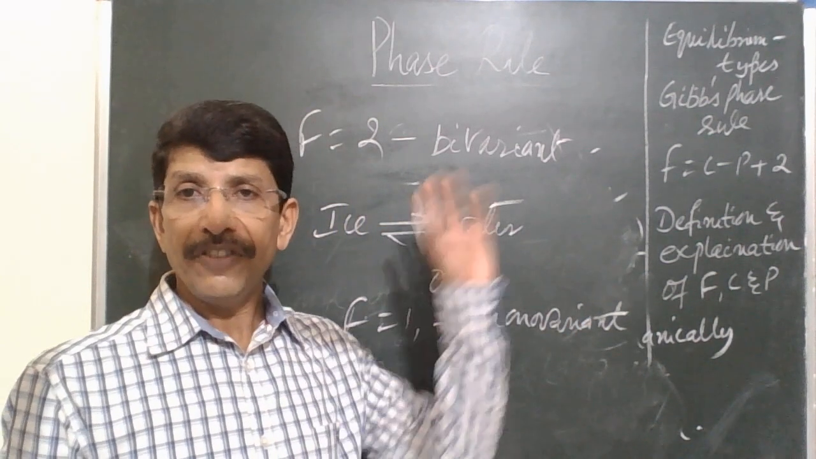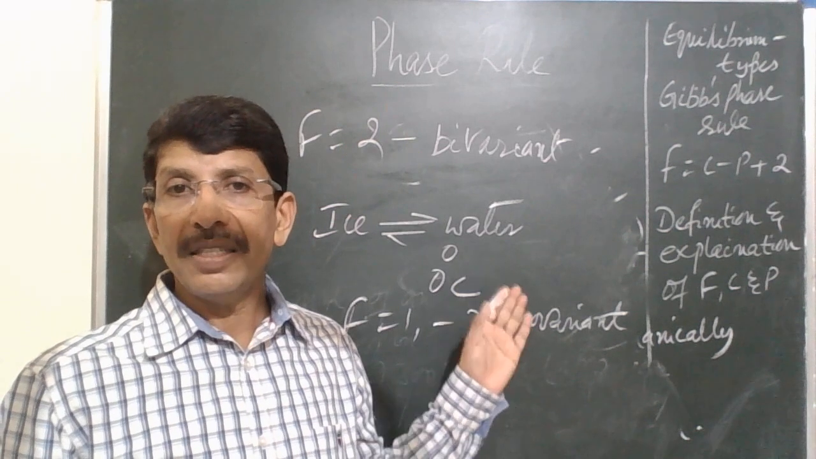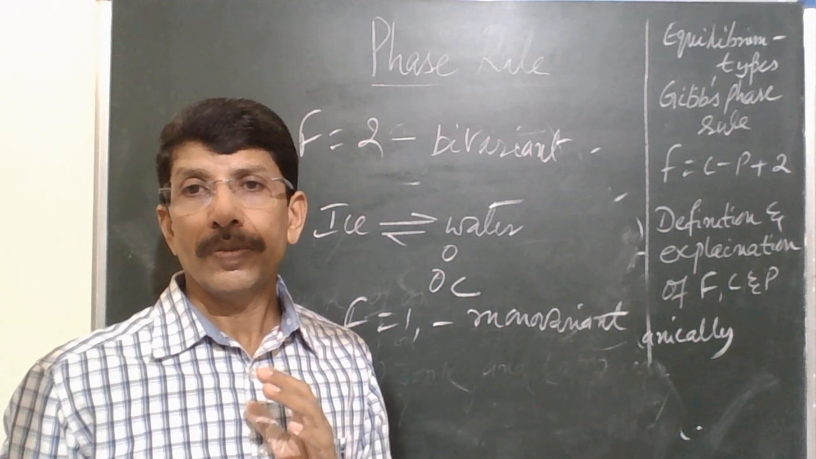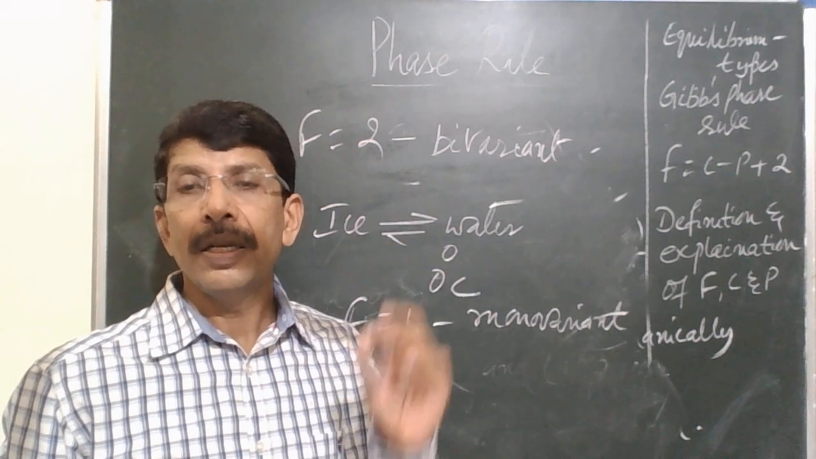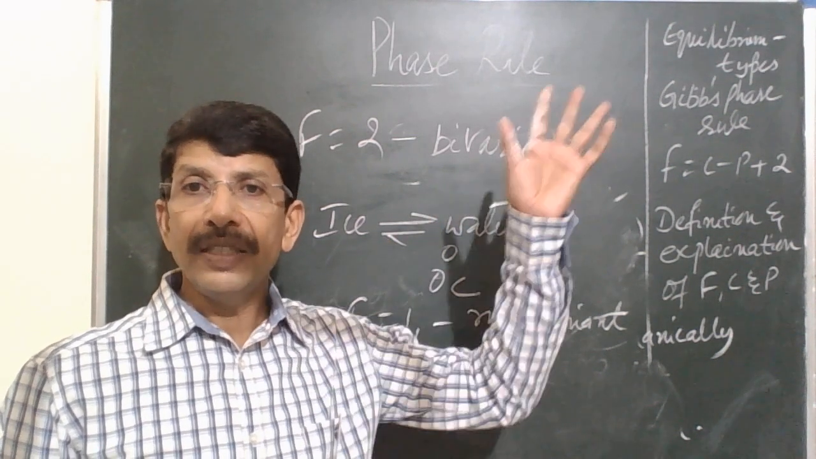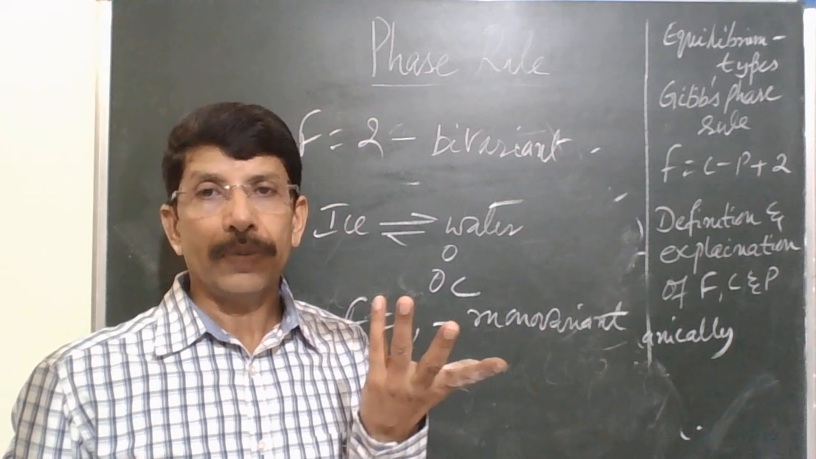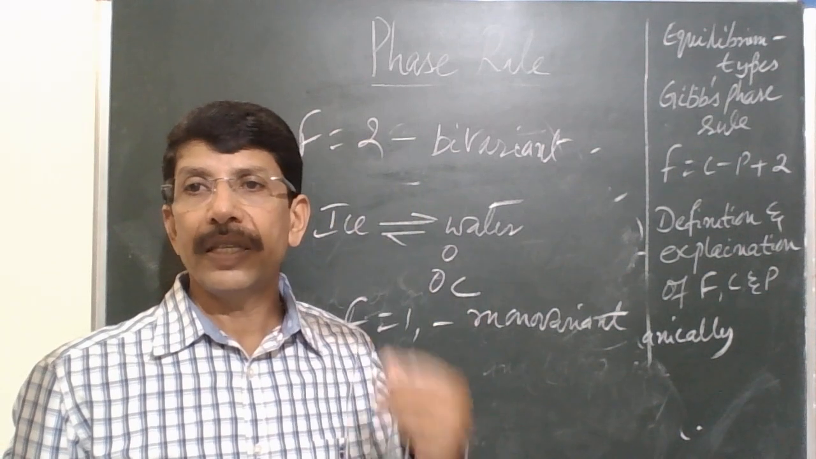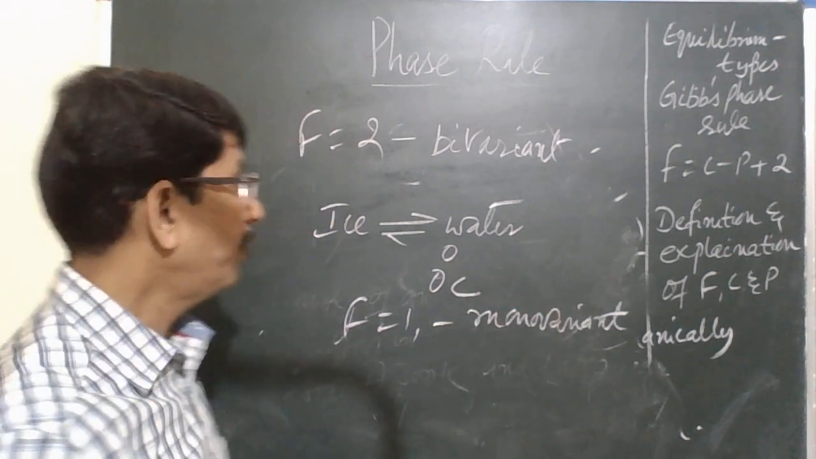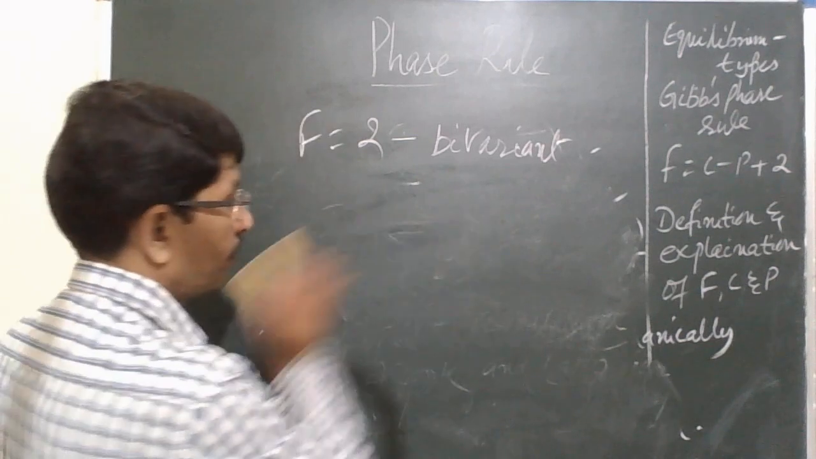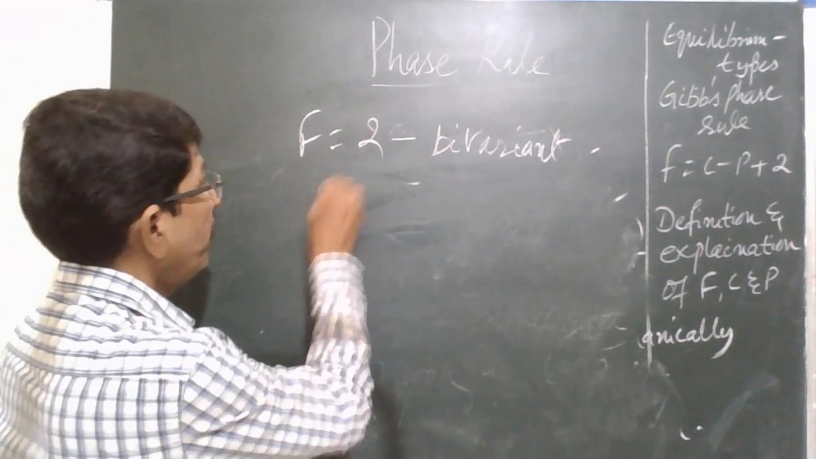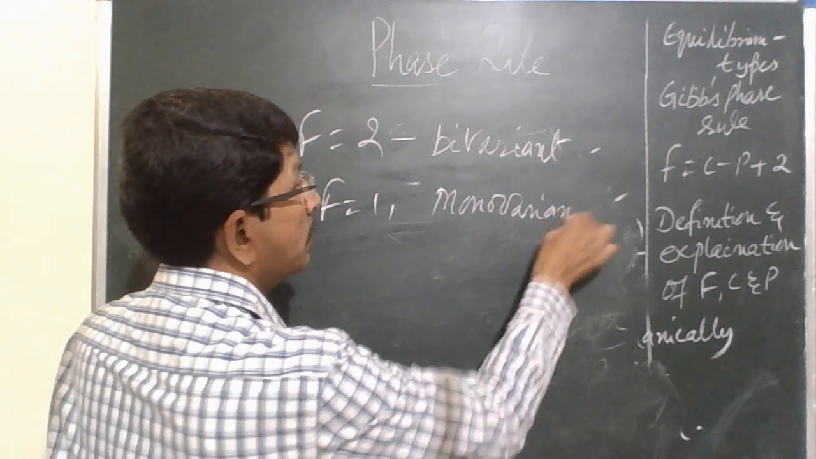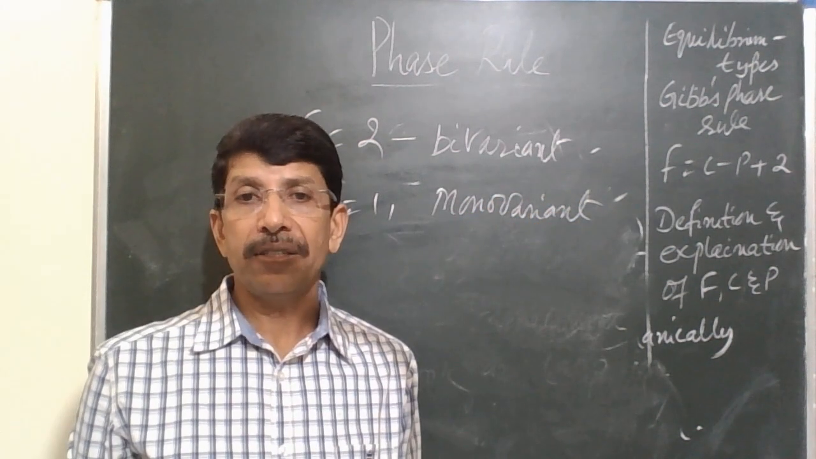Only at 1 atmospheric pressure, only at this temperature, does this type of equilibrium exist. So this equilibrium always exists at a fixed temperature. If you change the pressure, the temperature changes. That's all. So either by mentioning the pressure or by mentioning the temperature, we can define the state of this system. Okay. So when F is 1, it is called a monovariant system.